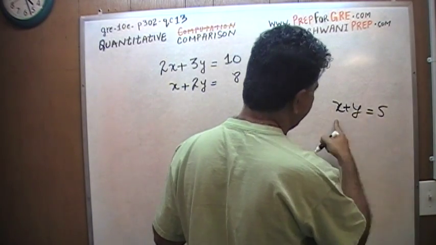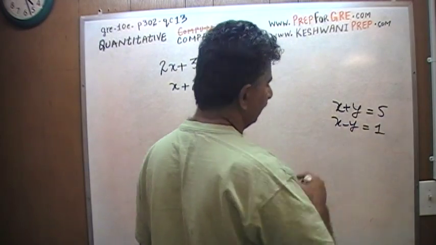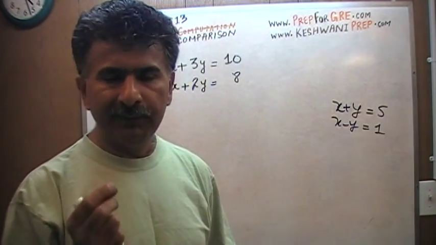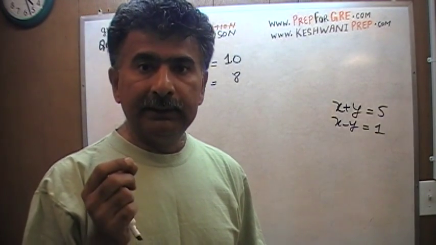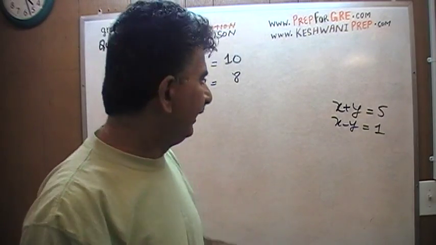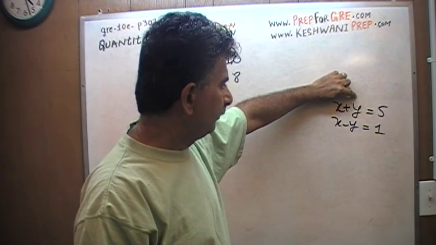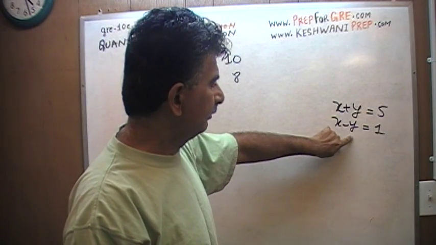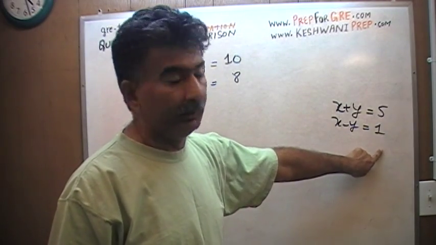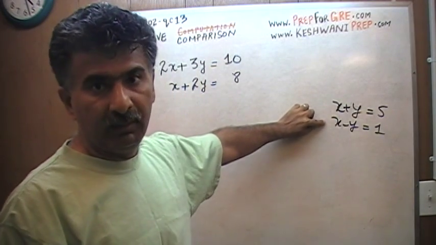If I tell you that x plus y is 5 and x minus y is 1, then your job is to figure out the value of x and y that satisfies both equations at the same time. In other words, I can't say 4 plus 1 is 5, which works here, because 4 minus 1 does not equal 1. So 4 plus 1 satisfies the first equation, but it does not satisfy the second equation.